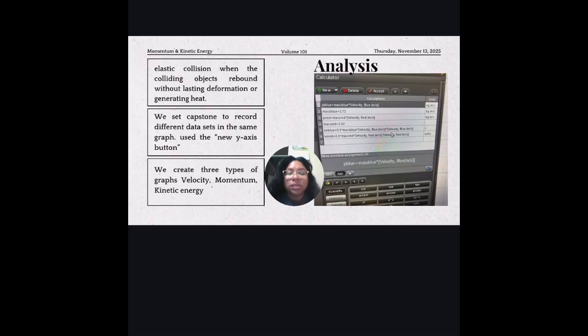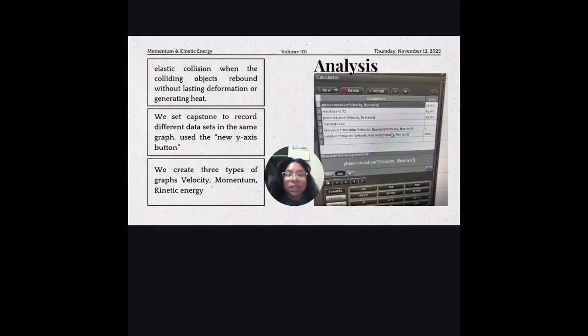We also had to set our Capstone to record different data sets on the same graph, and then we also had to use the new y-axis button so that we could have the blue car on one side and the red car on the other side. And then we also inputted, as the picture shows right here, the formulas to be able to get our calculated values for the graphs that we create.